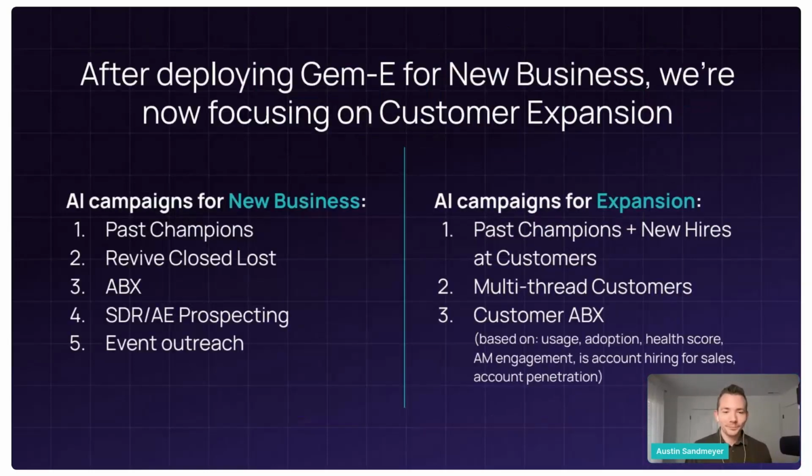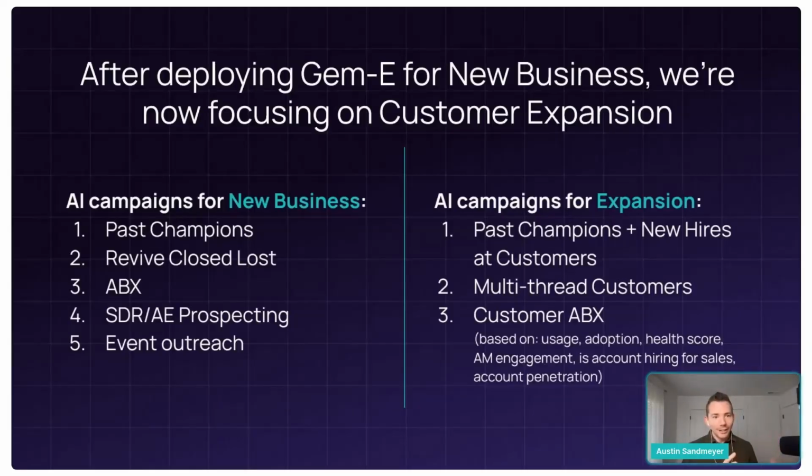Here we go, rock and roll. So we talked a little bit about this left side. This is the campaigns that we run for new business: past champions, reviving closed lost, ABM, ABX, SDR and AE prospecting against target accounts or ICP accounts, and then event outreach, webinar outreach, those types of things. Those are some of the things we're using Gemmy to focus on for new business. Once we got to that, we saw it was super successful. There are probably multiple UserGems webinars or information you can find about how that was successful for us.